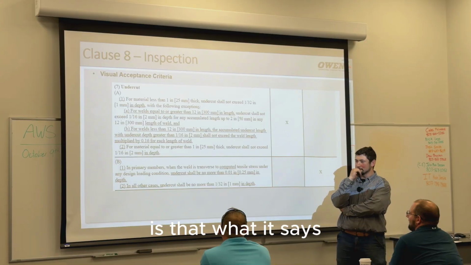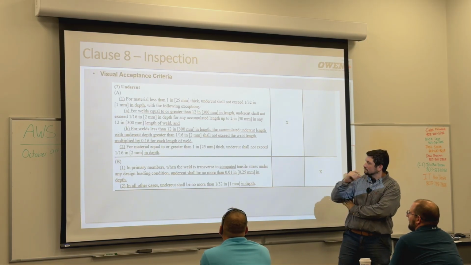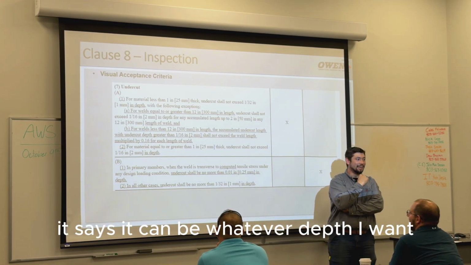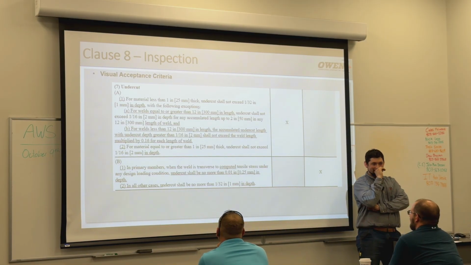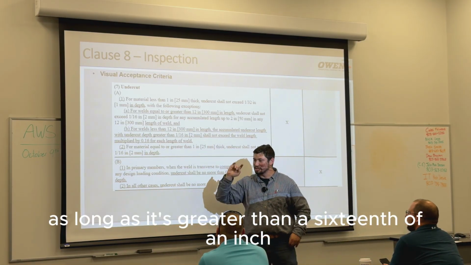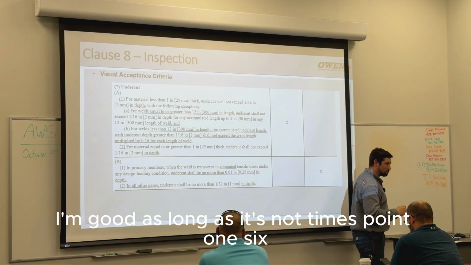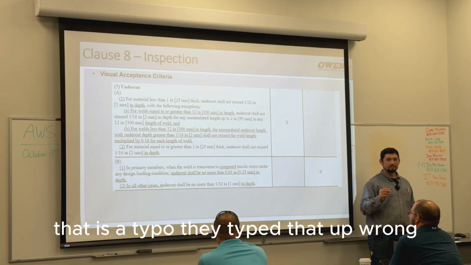Is that what it says? For B here. It says it can be whatever depth I want, as long as it's greater than 1/16 of an inch. I'm good as long as it's not times 0.16 of the length of the weld. That is a typo. They typed that up wrong.